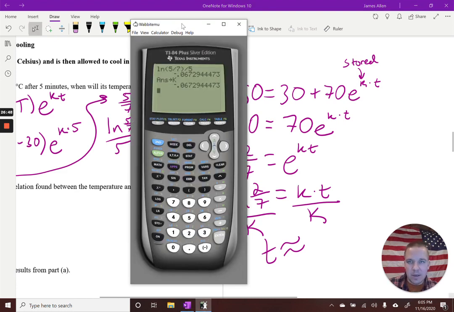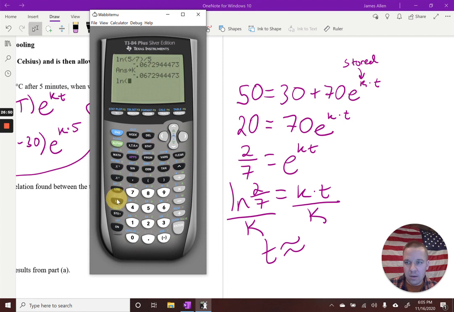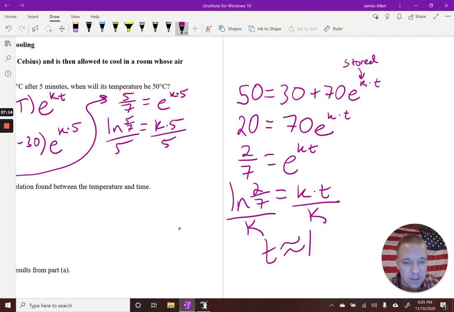We've got natural log of 2/7 divided by, well, I've already got K stored in here, don't I? Wonderful. You could just type in those like 10 numbers, but who's got time for that? I certainly don't. And here we get a nice accurate answer this way. It's going to be 18.616, and that is in minutes. Just checking the units, we got minutes right here.